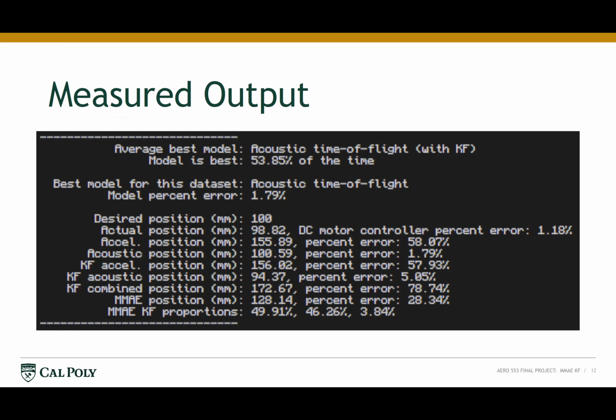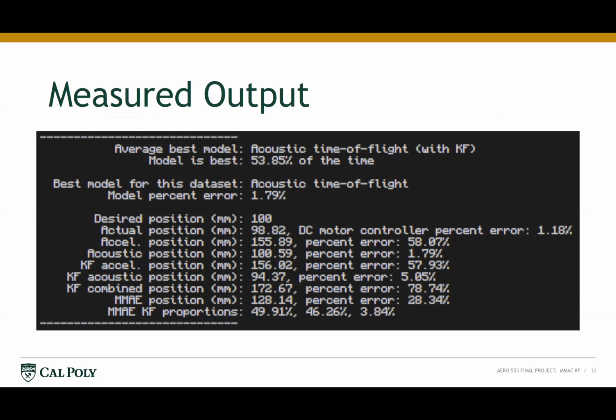First is just the raw accelerometer position. This is integrating the accelerometer twice and assuming that that's the position. Second is just the raw acoustic position. This is just taking data from the acoustic sensors and determining the position from that. Third is the accelerometer position, but passed through a Kalman filter. Fourth is just the acoustic position data passed through a Kalman filter. Fifth is the combined acoustic and accelerometer data. This is the model we showed in the very beginning, run through a Kalman filter. And last is the MMAE, which takes all those 3 previous Kalman filters and puts them into one.